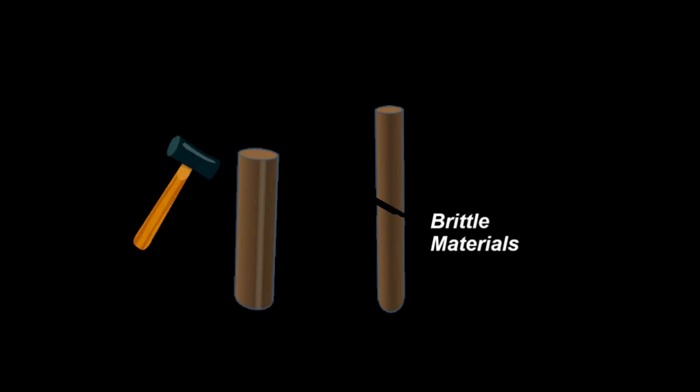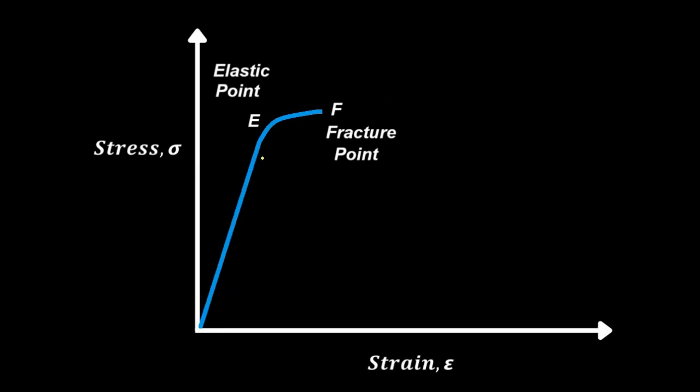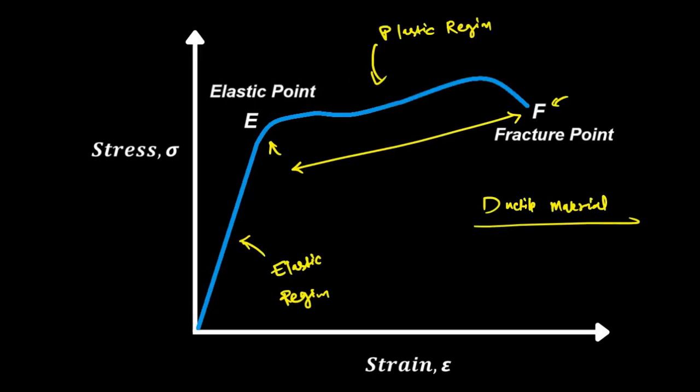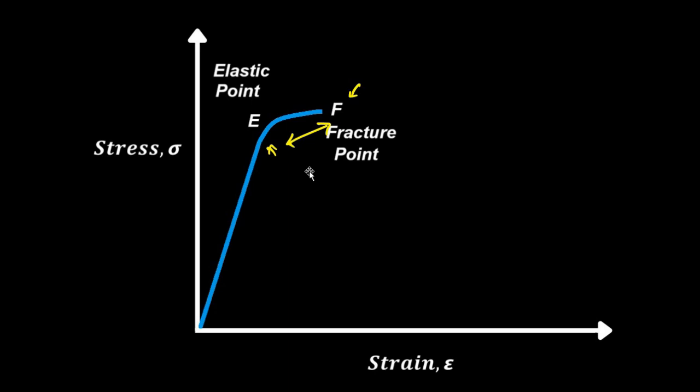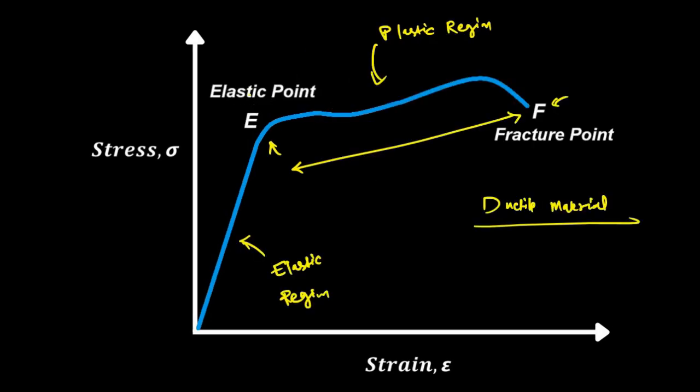It means their fracture point is very close to the elastic point. See here, this is the fracture point, and this is the elastic point. The gap is very small as compared to the ductile materials. So the fracture point is very close to the elastic point, and the plastic region is very small. Here the plastic region is small. Here the plastic region is large.